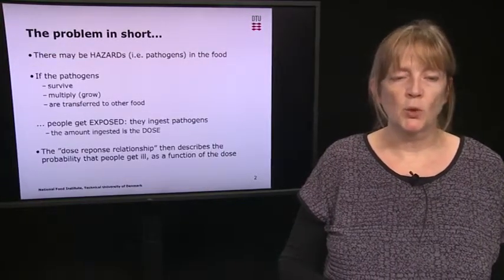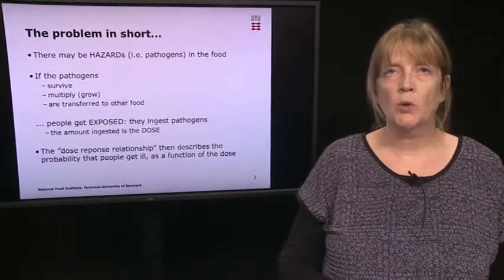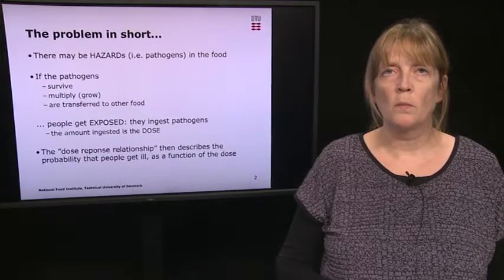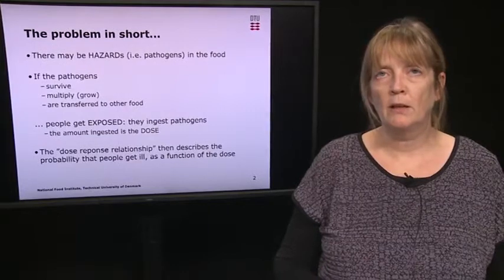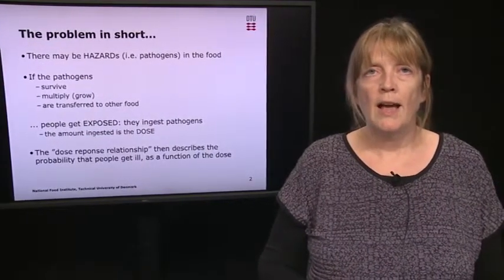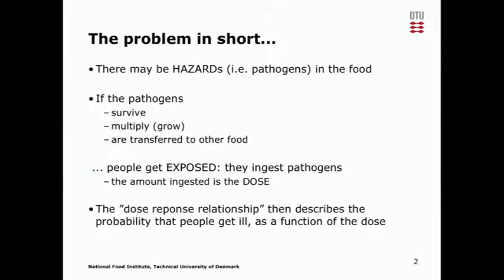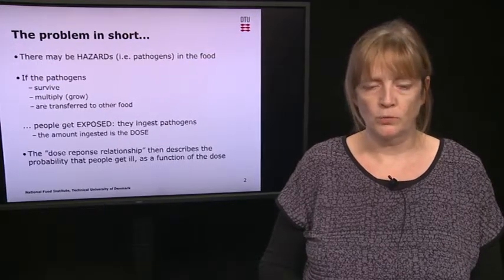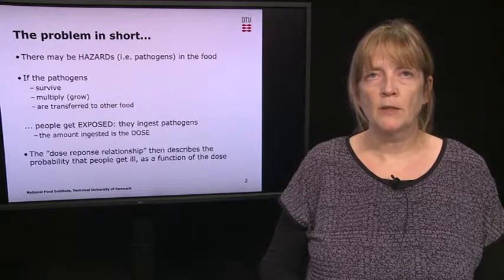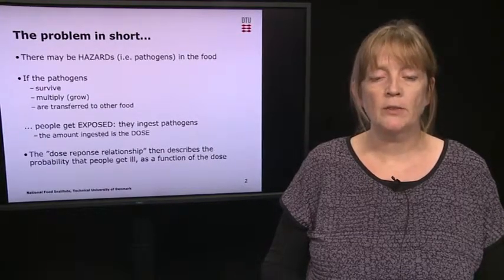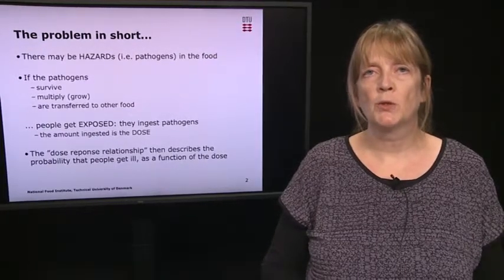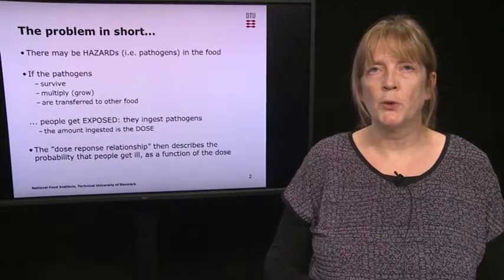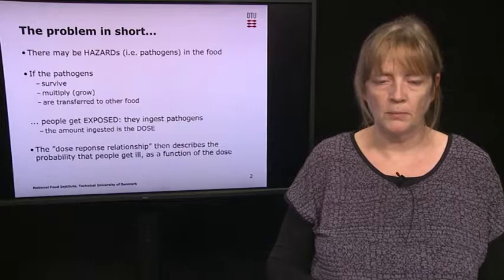But just to sketch the problem in short, there may be hazards in the food. And when we're talking about microbial risk assessment, those hazards are often pathogens, that is, microorganisms that can make people ill if they eat the food. And if these pathogens can survive, multiply, grow in the food or are transferred to other foods, then people get exposed to the pathogens and they ingest the pathogens through the food, and the amount ingested is called the dose. And then when you have an estimate for the dose, you can calculate or estimate the probability that people get ill by using a dose-response relationship, which is really a function of the dose and then the likelihood of becoming ill after ingesting the dose.